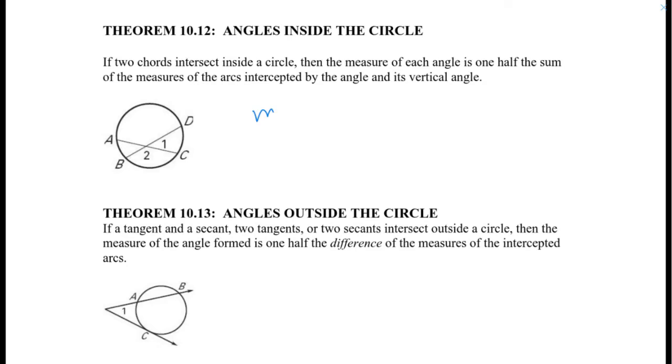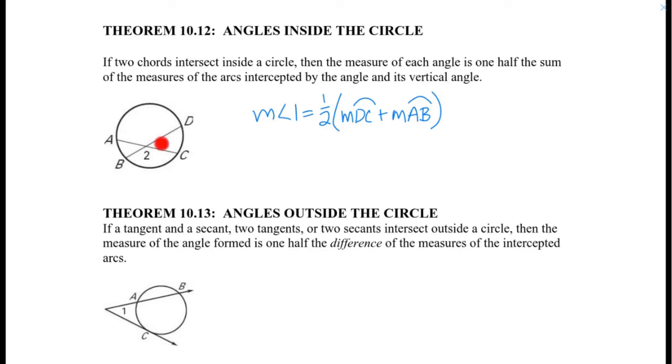So if I'm looking for the measure of angle 1, what we're saying is that the measure of this angle is going to be half the sum of the measures of the arcs intercepted by the angle and its vertical angle. So the arc that's intercepted by this angle here would be arc DC. We see the vertical angle to that, which is over here, and the arc that's intercepted there would be AB. So the measure of angle 1 is going to be half the measure of arc DC plus the measure of arc AB.